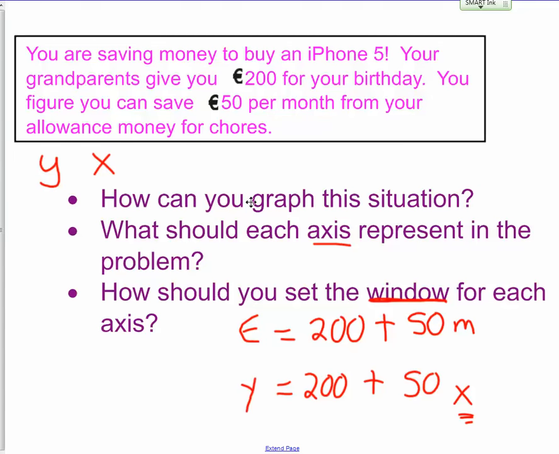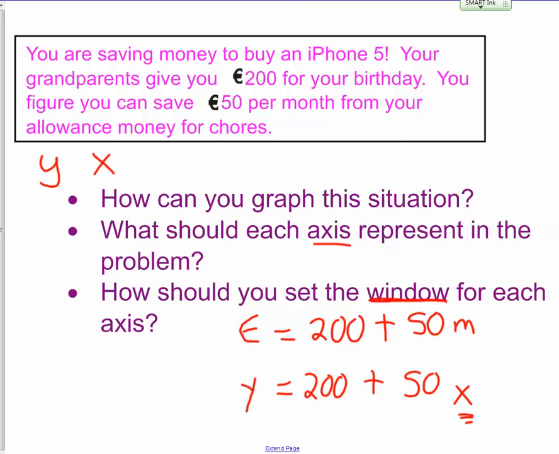So then we graph the situation. So we talked about how to set your window, and then we talked about what each axis represents. You've got your x-axis and your y-axis, and you have to decide which one of these is m and which one of these is the total euros. And Jabari said, well, X is M because that's the number of months you're saving, and Y is your total savings for your euro. And that's exactly it, because your graphing calculator doesn't know M and E, but it does know X and Y.